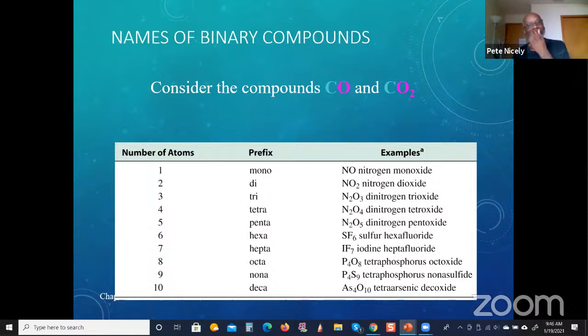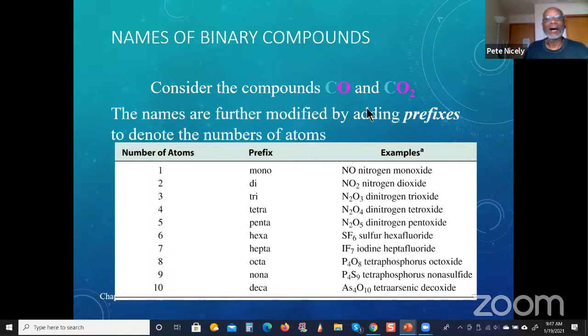There are more, but for all purposes, we'll stop at a situation where the number of atoms in a particular molecule is 10. So as you can see here, for one, the prefix is mono, for 2, the prefix is di, for 3, the prefix is tri, and so on, tetra, penta, all the way to deca, all right? So how do we apply the prefixes to naming these compounds?